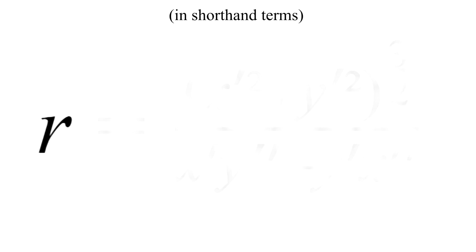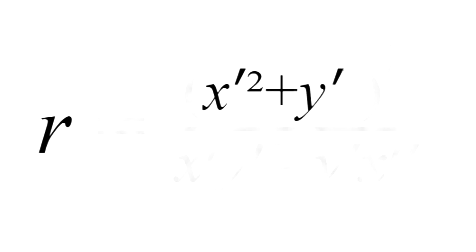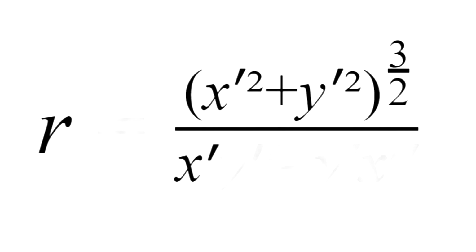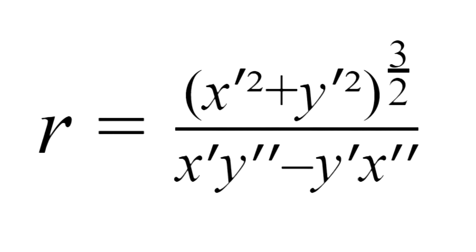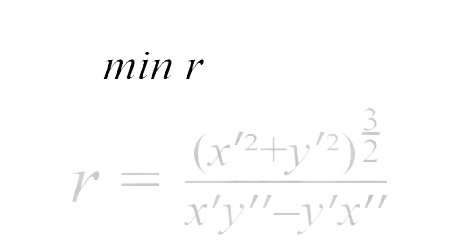So our first objective is to find the minimum value of the radius expression in the circle. This expression in shorthand terms is written as x prime squared plus y prime squared to the power of 3/2 all over x prime y prime prime minus y prime x prime prime. Finding minima requires that we differentiate this expression and then equate it to 0.